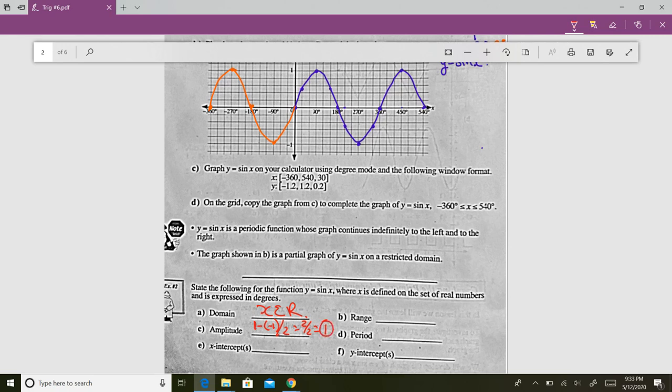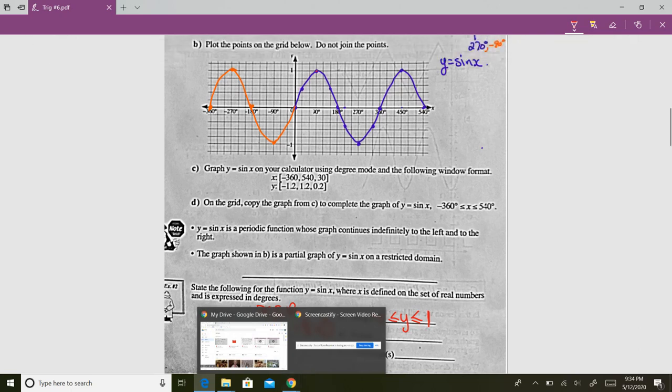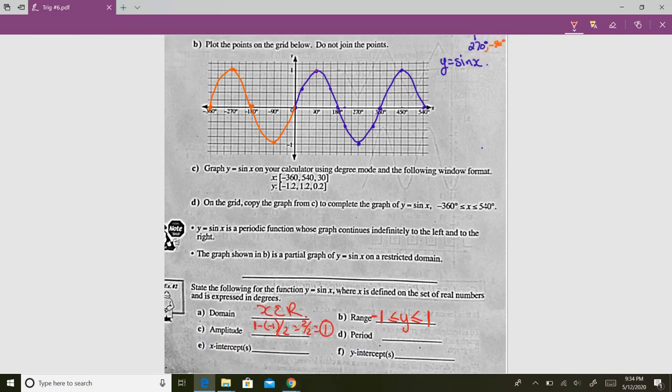Sine graph has an amplitude of 1. What is the range? Well, what do the y values go between? The y values of a sine function are always less than or equal to positive 1, but greater than or equal to negative 1. They just oscillate between 1 and negative 1. Okay. The period of this graph, how often does it repeat? Look at the center. When you come back to the rising part, boom, 360 degrees. So it has a period of 360 degrees.